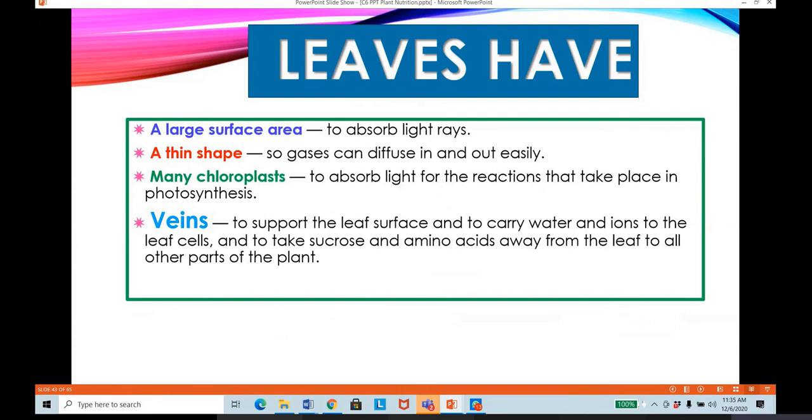Why does the leaf have a large surface area? To absorb as much light as possible. Excellent. To absorb as much light as possible. Very good. And why does the leaf have a thin shape?